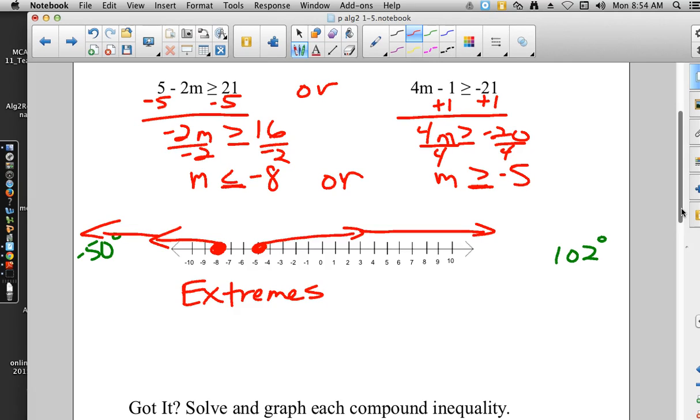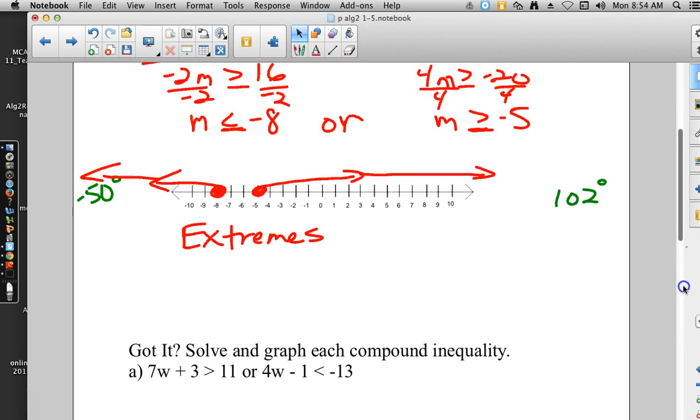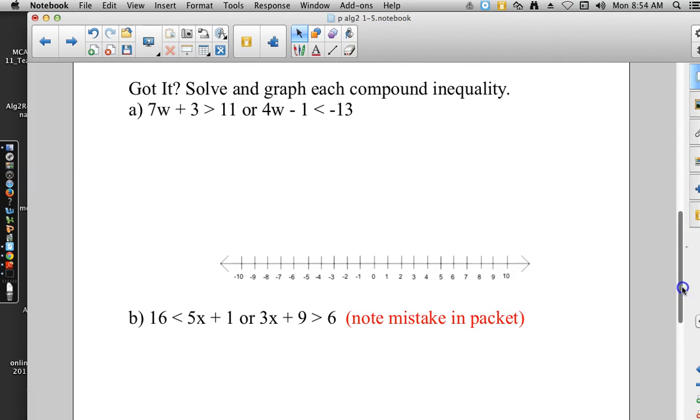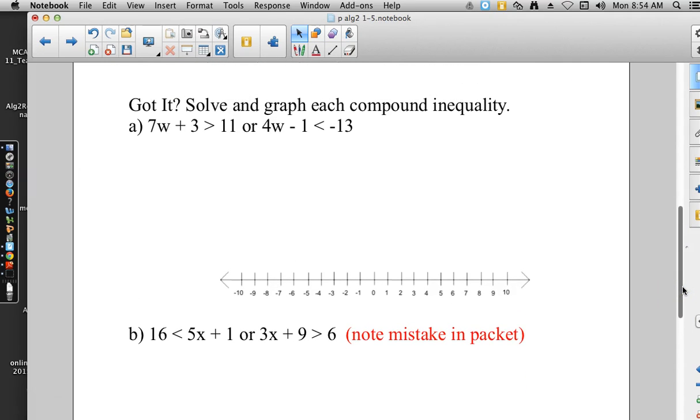So, with and, you make the sandwich. You shade in between your two endpoints. But with or, we shade to the extremes. We go out in opposite directions. So, got it? Here, I want you to take a couple of minutes, pause the video, and see what you get for that one.